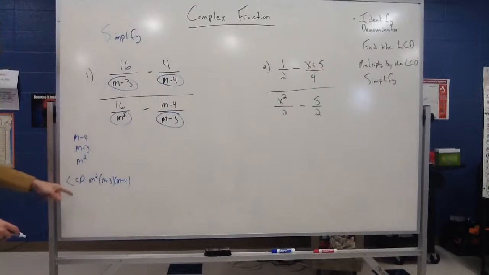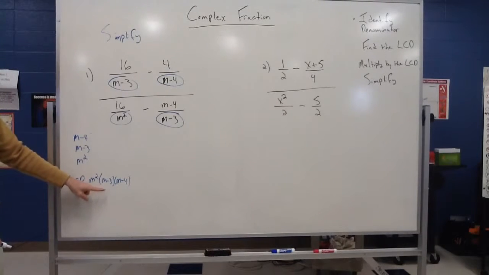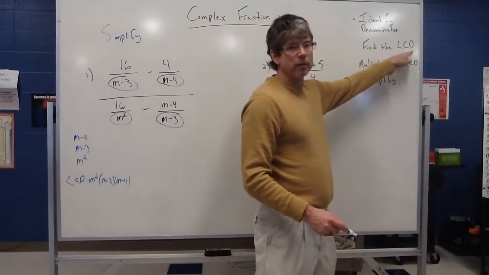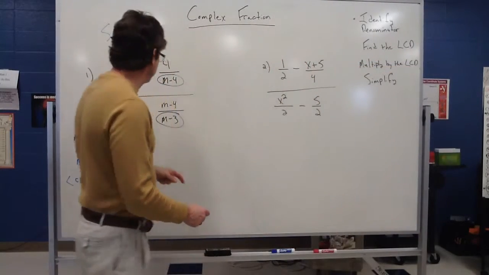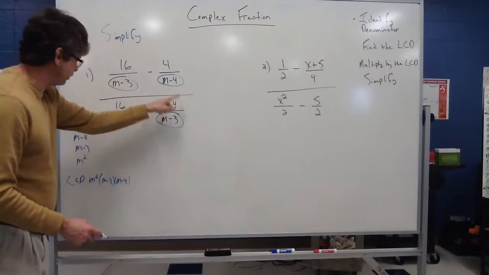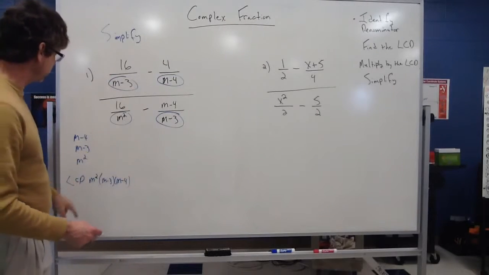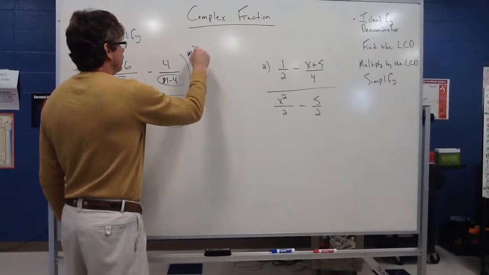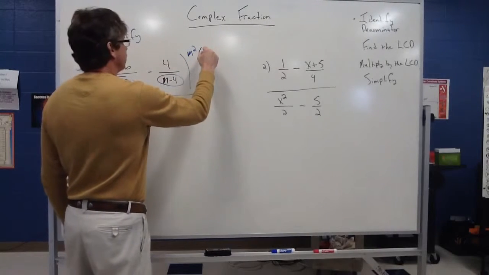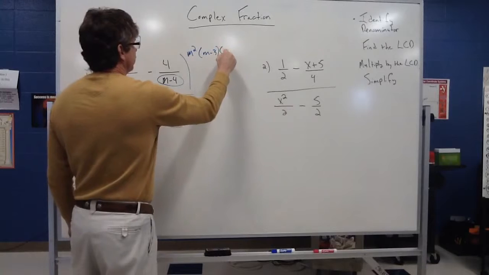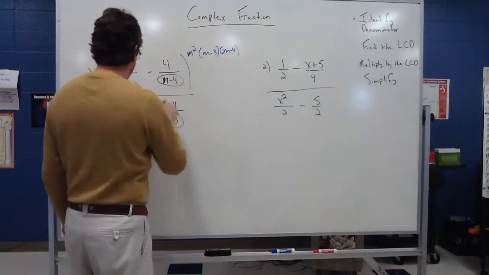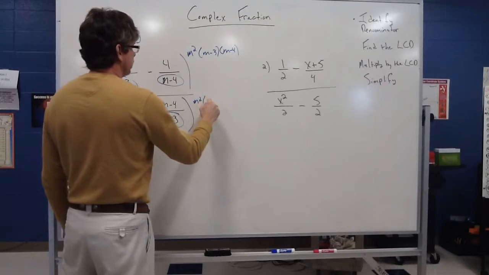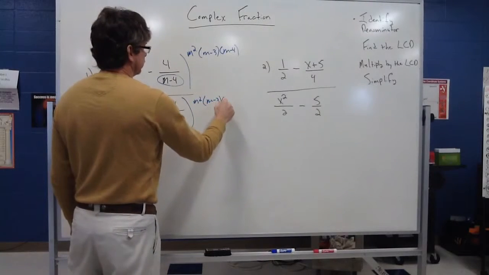So what I'm going to do is multiply the top and bottom by this common denominator. That actually becomes my least common denominator, believe it or not. So what we'll do is multiply this top and this bottom by this expression. So I'm going to multiply the top by m squared, and you're going to have an m minus 3 and an m minus 4 here. On the bottom, we're going to multiply all this by the same thing, m squared times m minus 3 times m minus 4.